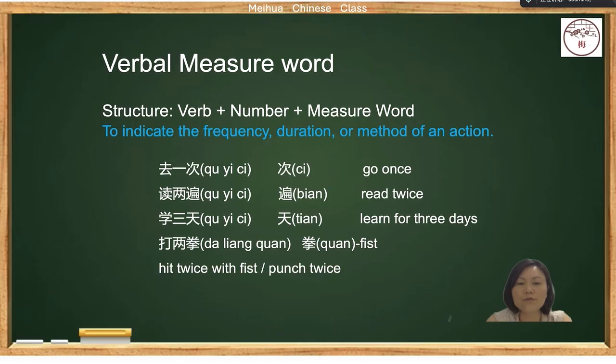From this phrase, you can see that the measure word is referring to the tool or the method for a verb. So, again, the verb measure word is used to indicate the frequency, how many times you do this action, the duration, for one time of action how long it lasts, or the method of action, with what tools you do this action.